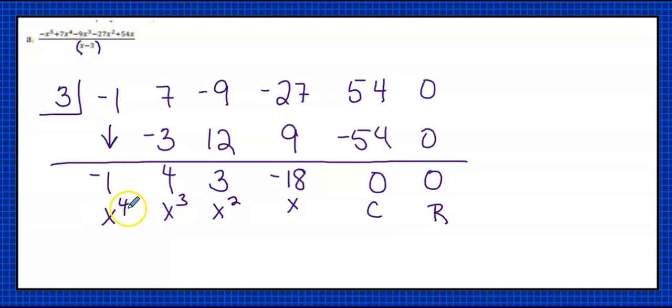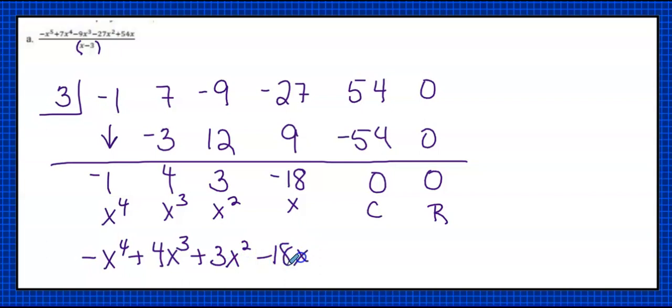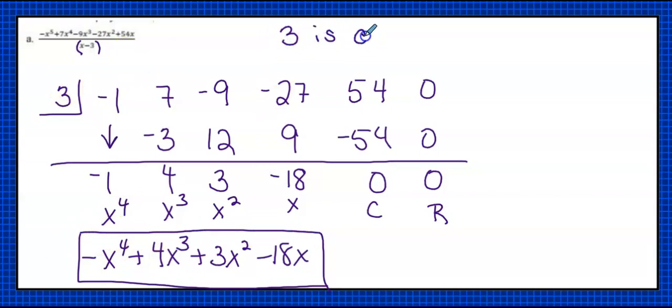I started off with x to the 5th, so I should get an x to the 4th as my first term. So let's see, my answer is going to be negative x to the 4th plus 4x cubed plus 3x squared minus 18x, and that's it. So what this tells me is that 3 is a 0 for this function.